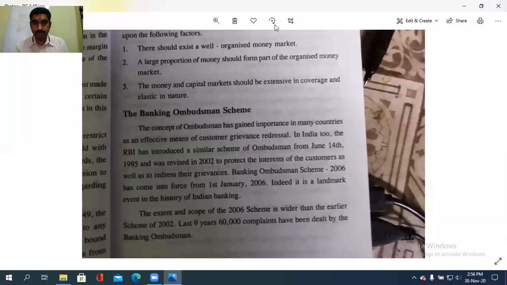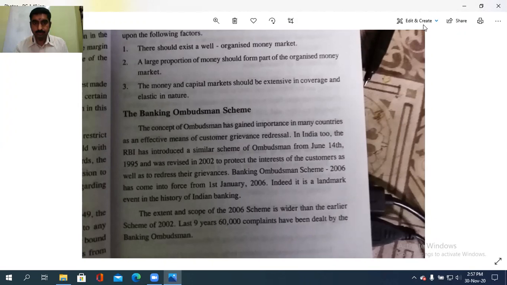So next, we are going to see the banking ombudsman scheme. A person should be appointed to check some legal aspect. So that is the banking ombudsman scheme. The concept of ombudsman has gained importance in many countries as an effective means of customer grievance redressal. Whatever problems are faced by the customer, that is for this banking ombudsman.